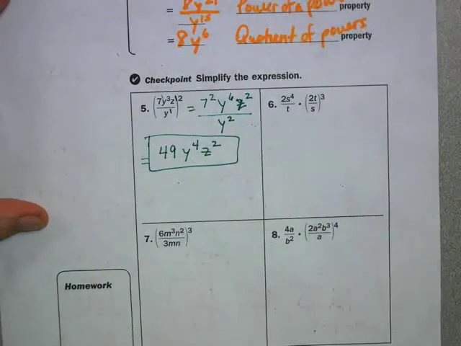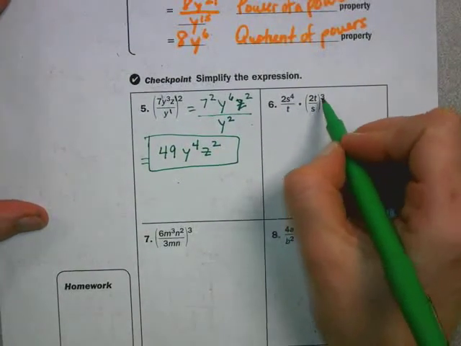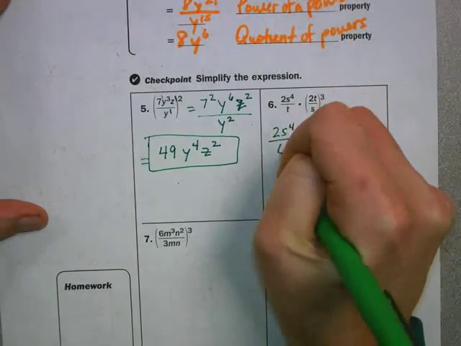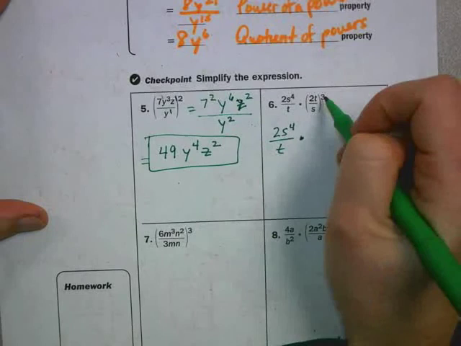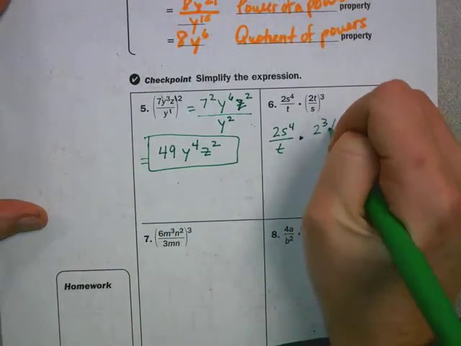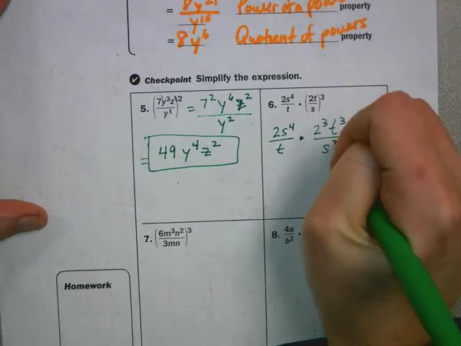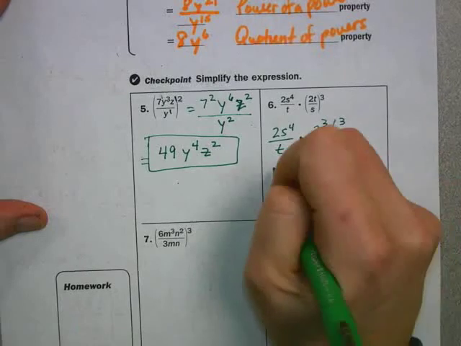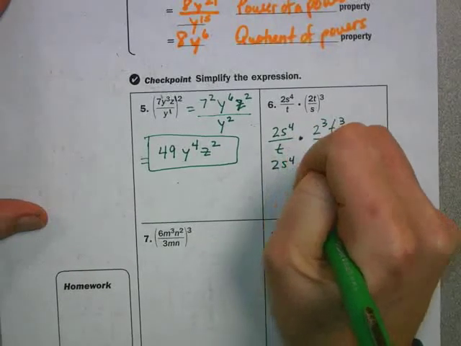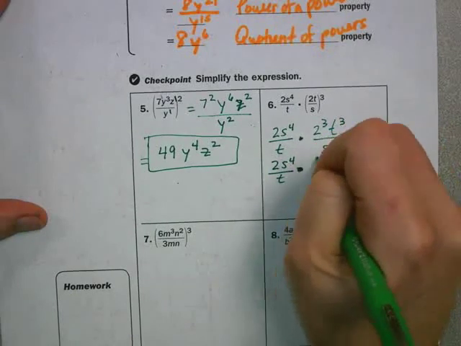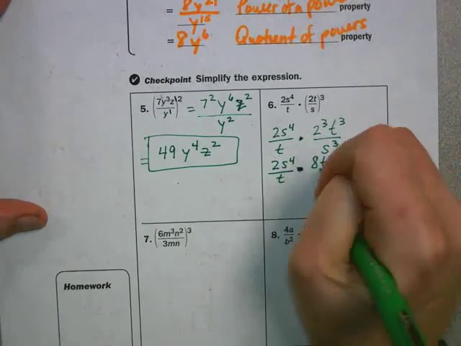Okay, the next one, we are going to do a couple different things. I'm going to deal with the 2nd term first of all. So I'm just going to rewrite the 2s to the 4th over t. Rewrite my multiplication sign. I'm going to distribute that 3rd power. So it becomes 2 cubed t cubed s cubed. Okay, so then I want to deal with the 2 cubed. So I'm going to keep them separate. 2s to the 4th over t, 2 times 2 times 2 is 8, t cubed over s to the 3rd.